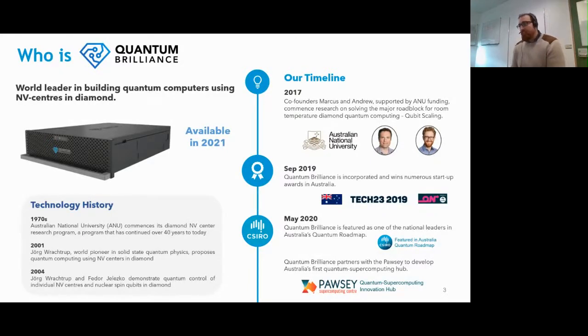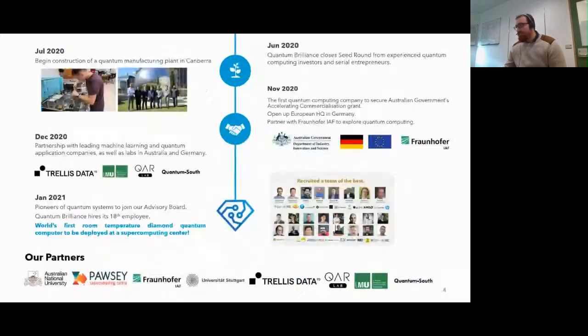So we're coming to 2019 now, when QuantumBrilliance officially incorporated, and we won several startup awards here in Australia. And then in 2020, we were featured as a national leader in quantum computing, coming to June 2020, where we closed our initial funding round and then started construction in Canberra. Later that year, we were the first to secure government funding, and we opened up our headquarters in Germany, where we are very proud to work with major German partners.